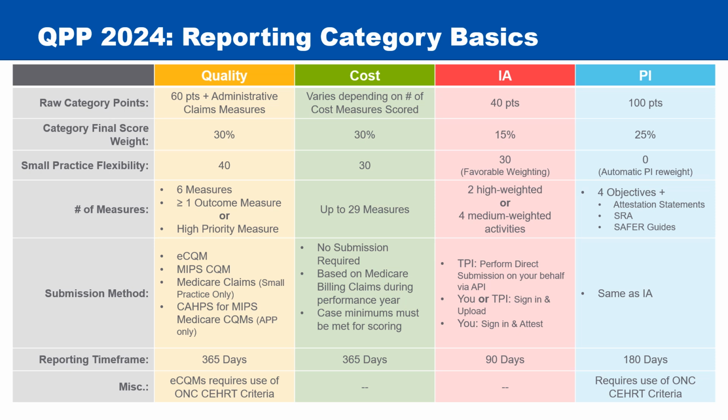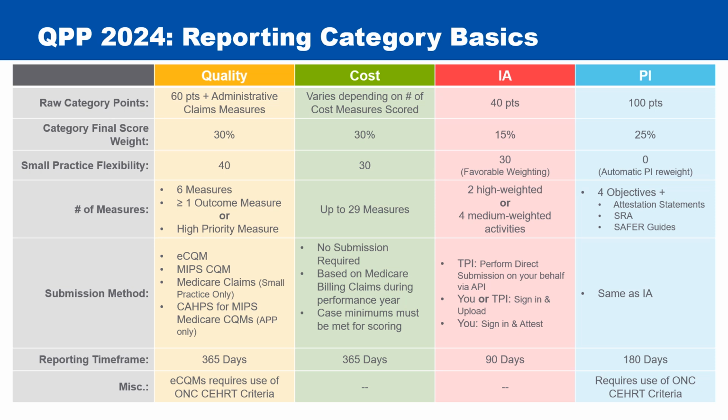Improvement activities. That is worth 40 raw points for that category. You're going to have a composition of either 2 highly weighted activities, 4 medium weighted activities, or 1 highly weighted activity and 2 medium weighted activities. So you can kind of mix and match whatever is appropriate for your practice. There are some flexibilities in reporting. In particular, if you have a special status, if you are a small practice, you would only have to report 1 highly weighted activity or 2 medium activities.